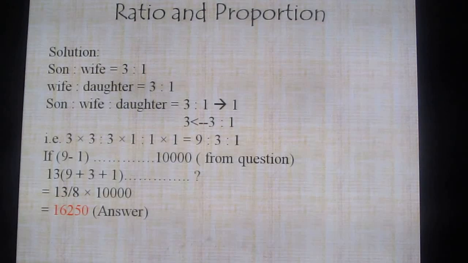So what will be the value of 1x? Just 10,000 by 8. This 10,000 by 8 you have to multiply with the total parts. What are the total parts? 9 plus 3 plus 1, that is 13. So 13 into 10,000 by 8, or 13 by 8 into 10,000.